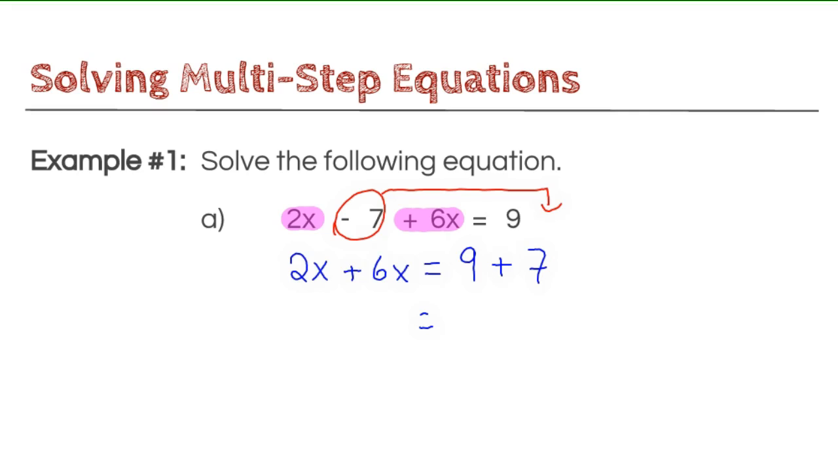So 2x plus 6x gives me 8x in total. 9 plus 7 will give me 16, right? And so now I've simplified this enough so that I'm ready to solve. I've got my 8x, and I want to get the x isolated, so I divide out by 8. Whatever I do to one side of my equation, I want to do to the other. And so that will give me an answer that is x equals 2. If I were to substitute x equals 2 into that original equation, I should find that my left side will equal my right side if I've done it properly.